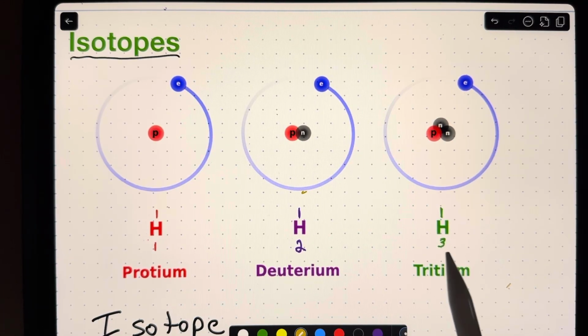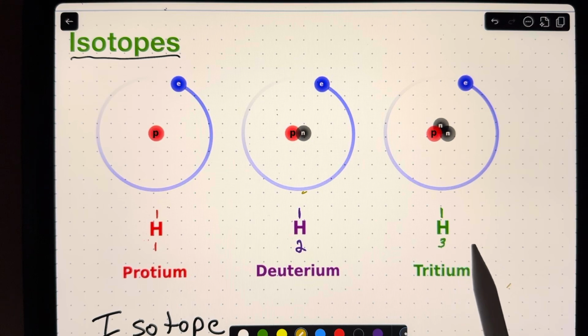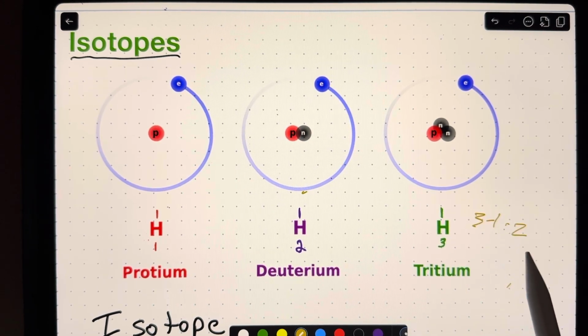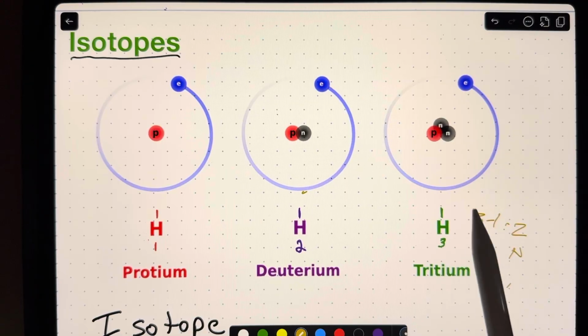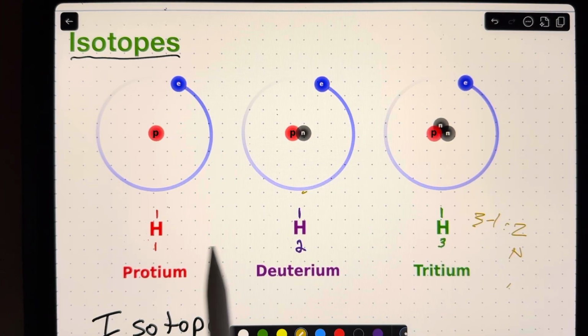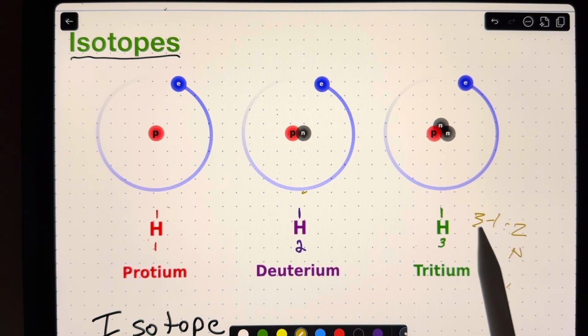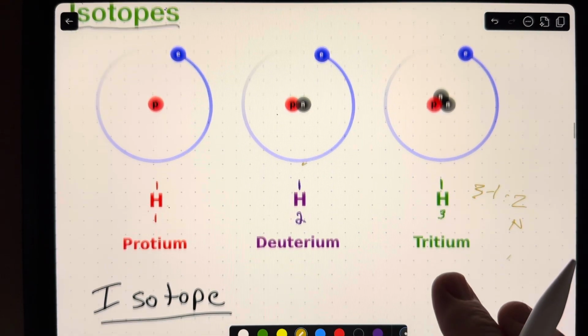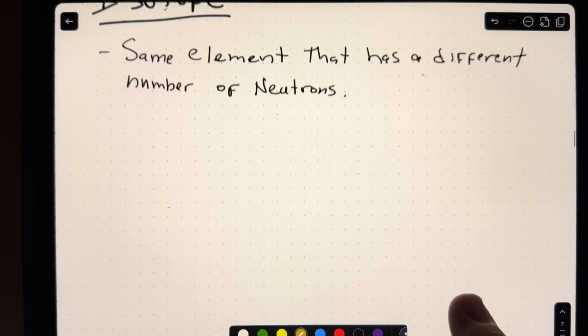And down here it just tells you how many. So if you take 3 minus 1, that equals 2. 2 what? 2 neutrons. So here they are, 2 neutrons. Okay, that is an isotope. This is found naturally in the oceans and all water. You drink heavier water, it doesn't hurt you. We use these two especially in making nuclear weapons, nuclear fuel. So they're kind of important. So that's your introduction to isotopes.